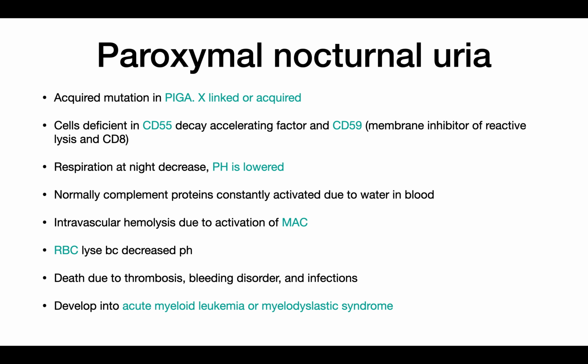Paroxysmal nocturnal hemoglobinuria is going to be an acquired mutation in the PIGA gene. It can be X-linked or it can be acquired. So in the genetic component, there's going to be cells that are deficient in CD55, which is a decay accelerating factor, and CD59, which is a membrane inhibitor of reactive lysis, and CD8. So there is going to be problems with the red blood cell stability because respiration at night decreases, so of course your pH is going to be low.